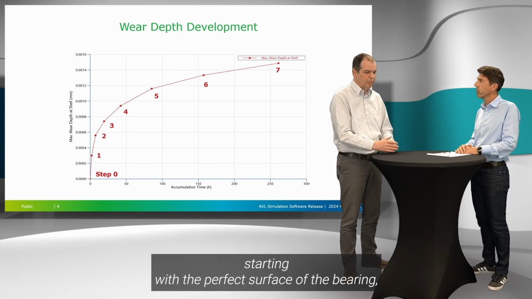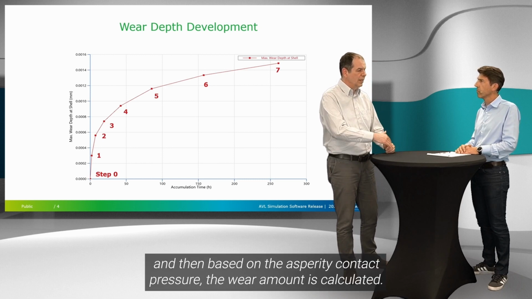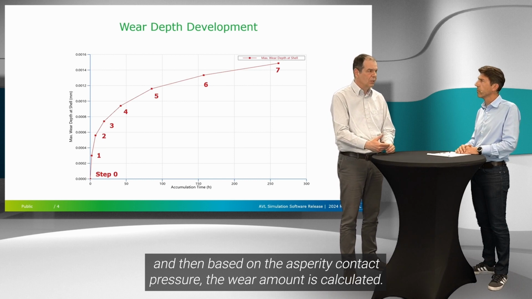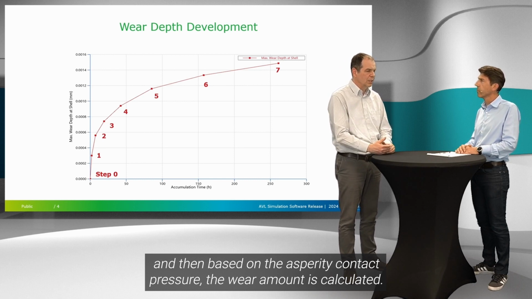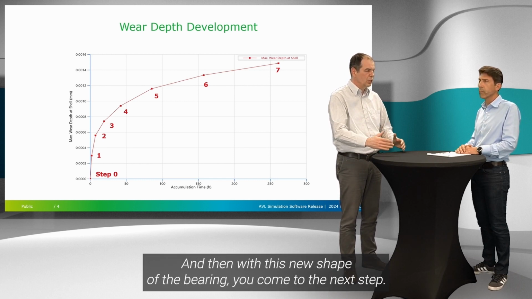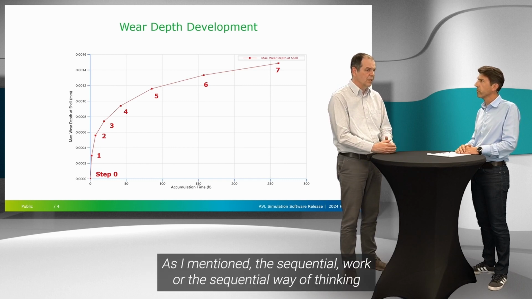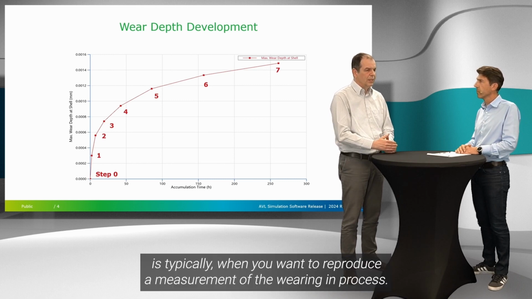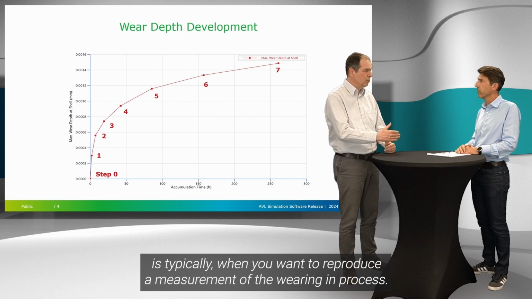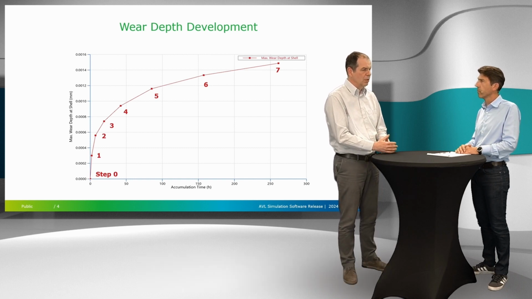starting with the perfect surface of the bearing, and then based on the asperity contact pressure, the wear amount is calculated, and then with this new shape of the bearing, you come to the next step. As I mentioned, the sequential way of thinking is typically when you want to reproduce a measurement of the wearing in process.